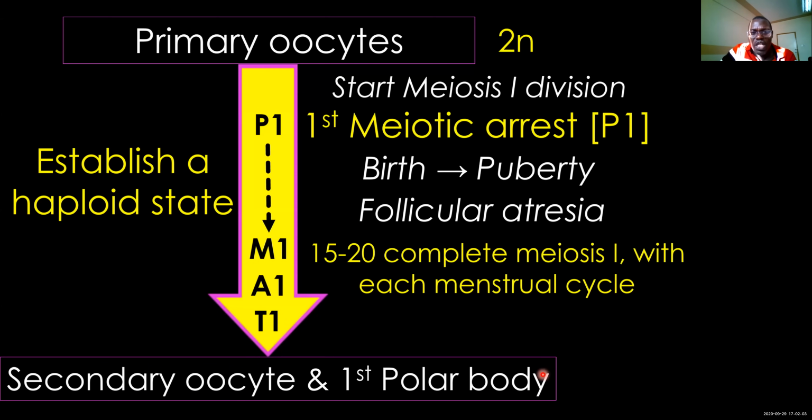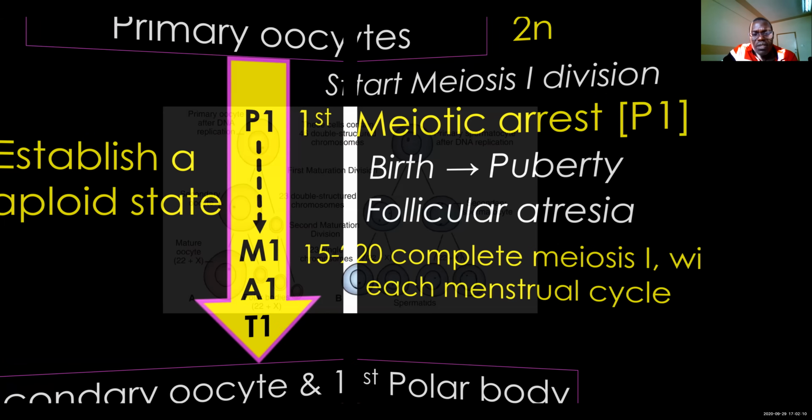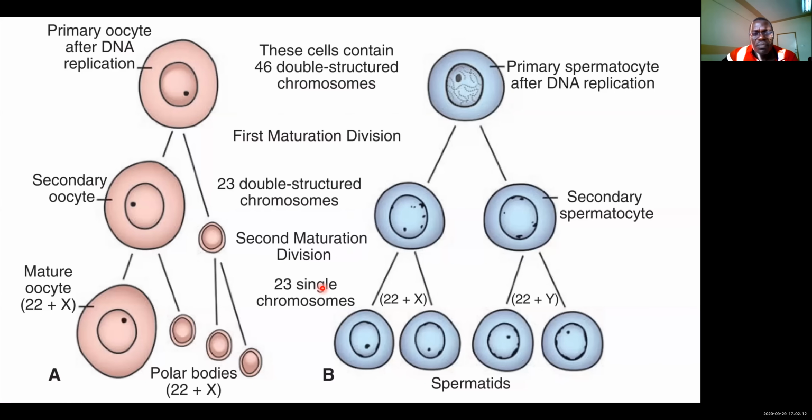Meiotic division in oogenesis is unequal, so that if this is the primary oocyte, it will undergo the first meiotic division. The cell division is not equal. That means there'll be one big cell, the secondary oocyte, and another tiny one, the first polar body.